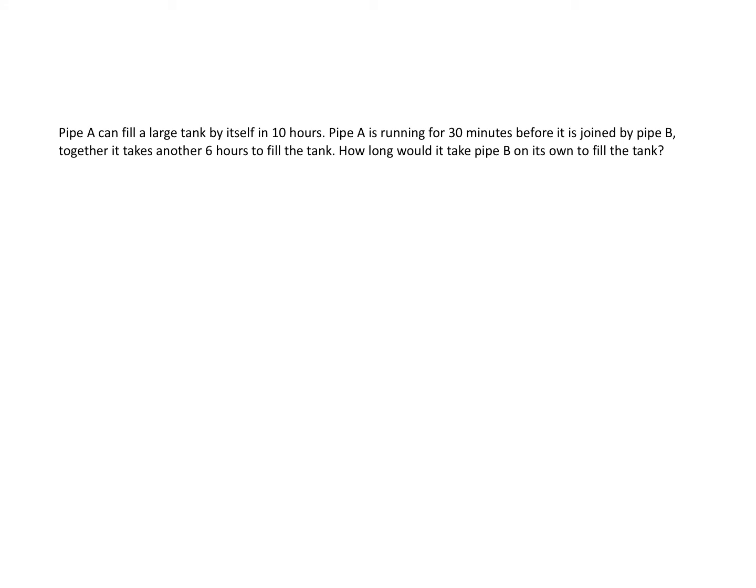Our last example is a flow rate question. Now, remember that rate is an amount over time. And all our equations will be variations on this. So, our first part says pipe A can fill a tank in 10 hours. And it runs for 30 minutes more than pipe B. Pipe B runs for 6 hours, so total of 6.5 hours for pipe A.